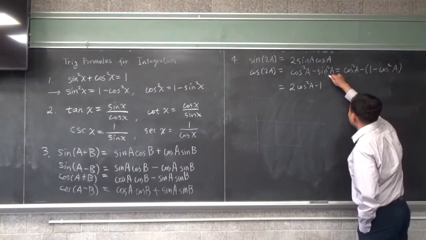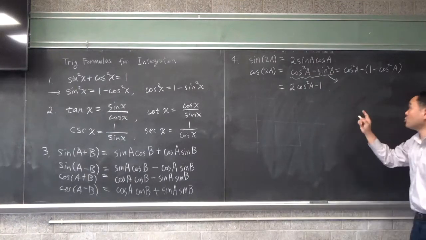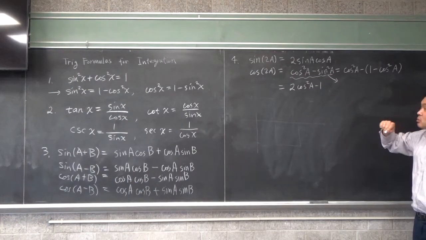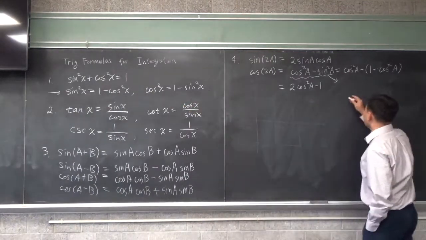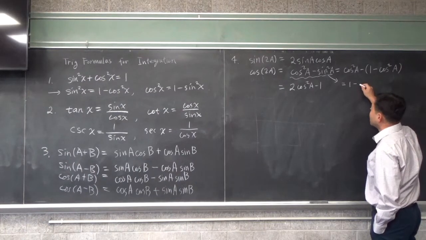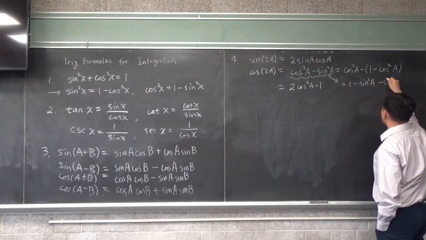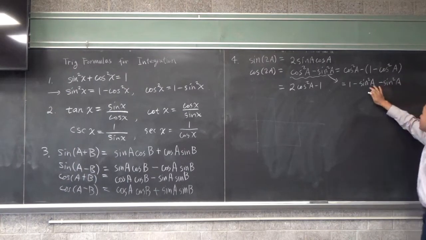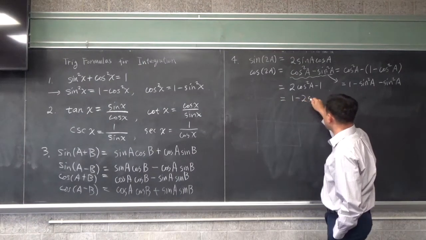However, what if we took this thing and instead of replacing sine squared by 1 minus cosine squared, we replace cosine squared by 1 minus sine squared? What would that be? This would be 1 minus sine squared A minus sine squared, and since these two are the same, you're going to end up with 1 minus 2 sine squared of A.